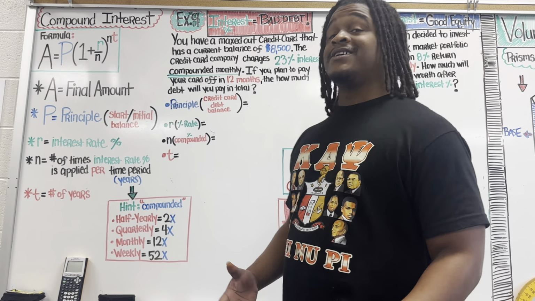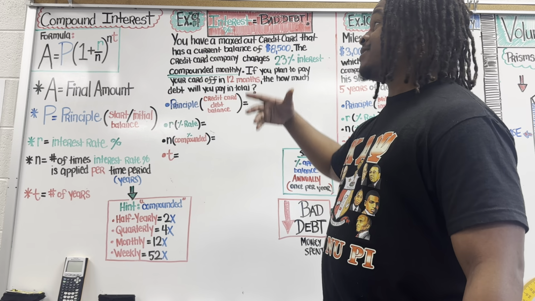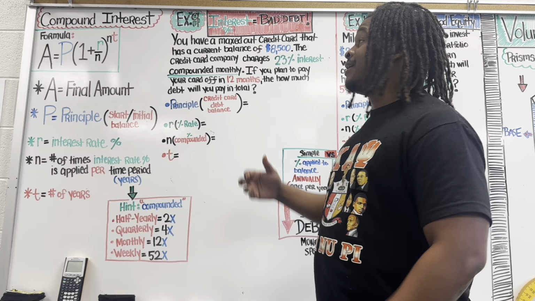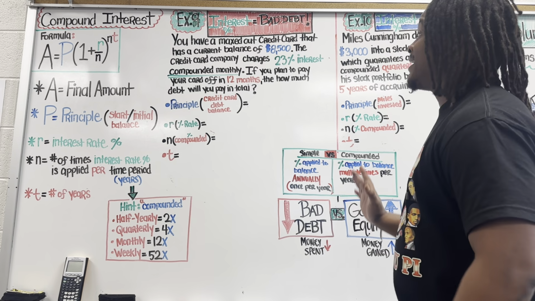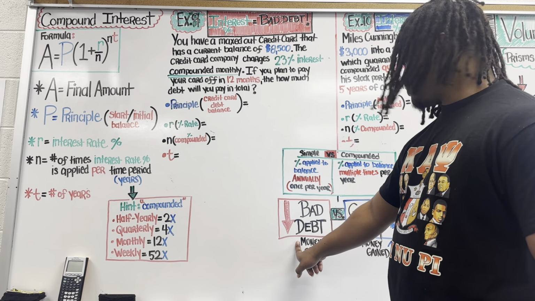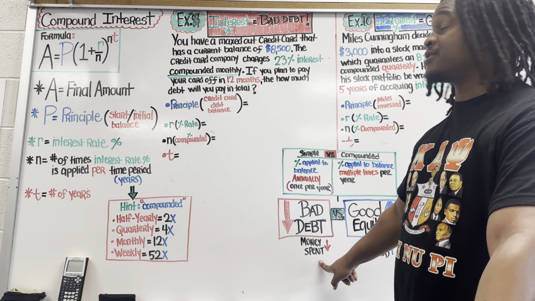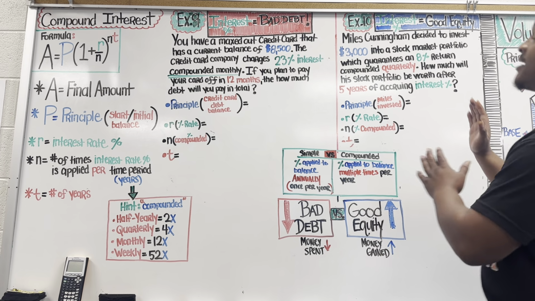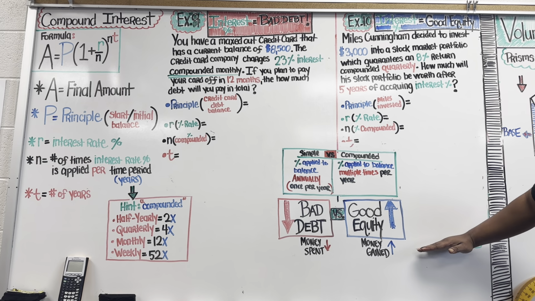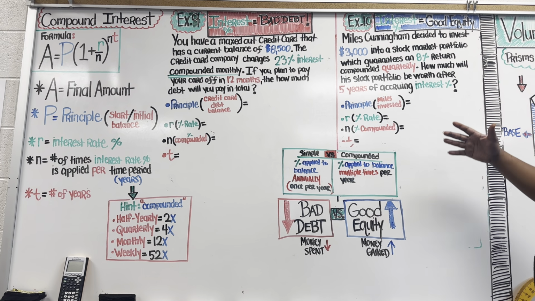And today, guys, I want to go over example 9 and example 10 of word problems, or real scenarios rather, that deal with compound interest. Example 9 is going to be an example of compound interest being bad debt, which is money spent, or extra money that's spent on a principal that's being paid off. And example 10 is going to be an example of compound interest being good equity, which is money gained, or value gained over time due to an investment or whatever the case may be, guys.